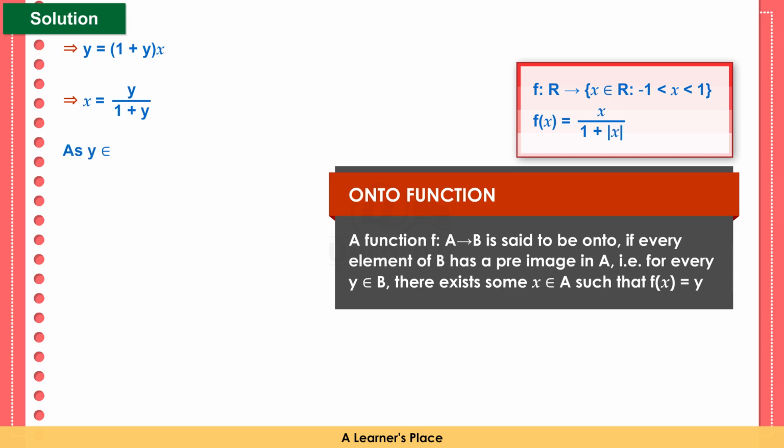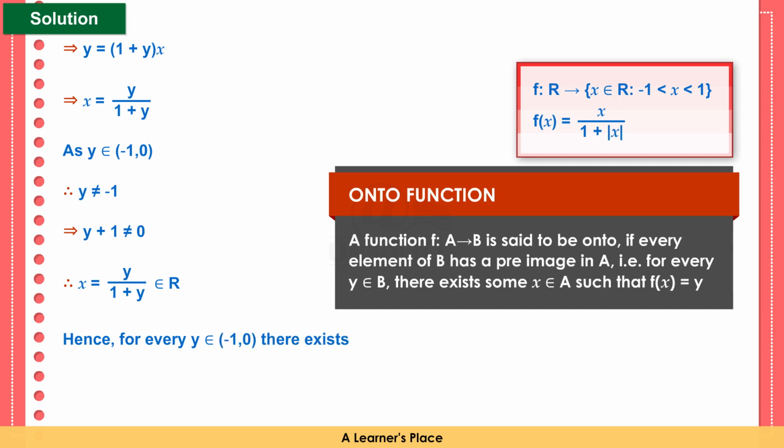As y belongs to the open interval -1 to 0, therefore y is not equal to -1, which implies y plus 1 is not equal to 0. Therefore, x is equal to y upon 1 plus y, which belongs to the set of real numbers. Hence, for every y belonging to open interval -1 to 0, there exists an element x is equal to y upon 1 plus y belonging to the set of real numbers such that f of x is equal to y.